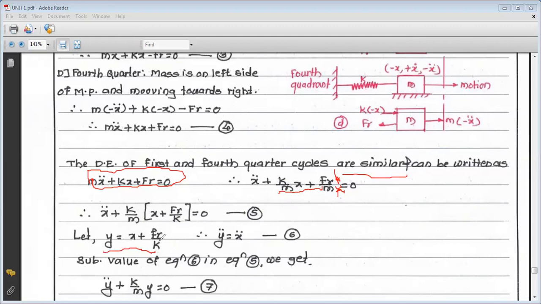Now Fr upon k is a constant. So if velocity is taken, it becomes x dot, and if acceleration is taken, it becomes x double dot. That is, if we differentiate this equation with respect to t, dy by dt becomes dx by dt, that is x dot, and d square y by dt square becomes y double dot, that is x double dot. So put the values of y and y double dot in the equation. So we get x double dot, that is y double dot, plus k by m. Now the value of y is x plus Fr upon k, so k by m into y.